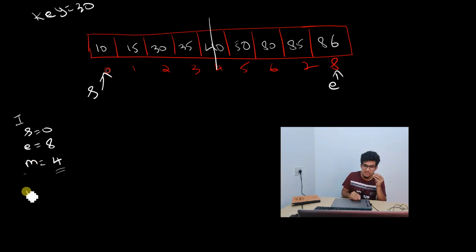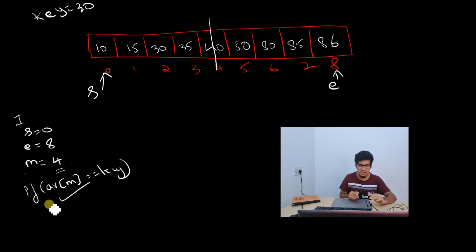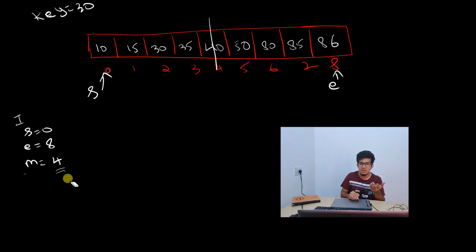That's why I have to check first: if AR of M is equal to key. If it is the key, then this is the answer. But this won't be the case every time, right? The m value is 4. What is AR of 4? 40. Is 40 equal to 30? No. So let me not write this case, because let me explain the other case. Now 30, tell me, is it less than 40?